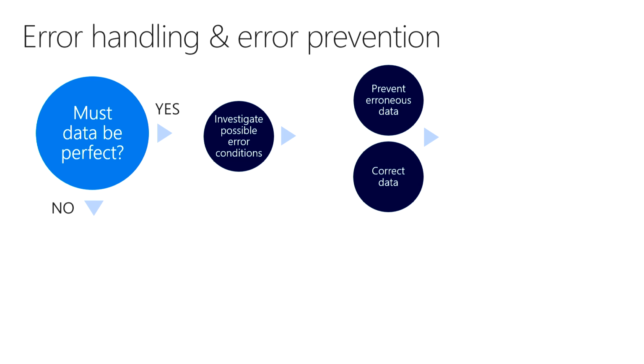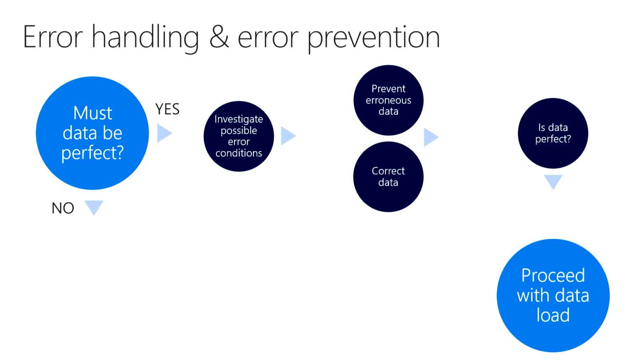You can either prevent erroneous data, and so your Power Query design experience might just be a way of figuring out that there's bad data and formulating a plan to go fix that data at the source. Or you may clean up the data as you go. So we're going to correct the data within our query itself. Then we're going to evaluate it again. Is the data perfect? Is everything right? Are we at a point where the data is acceptable? And if so, we'll go ahead and proceed with the data load.